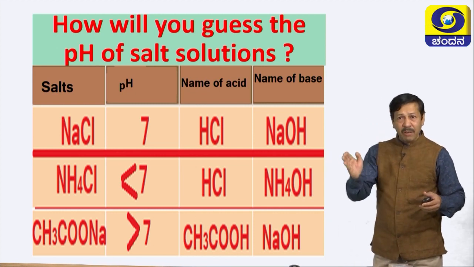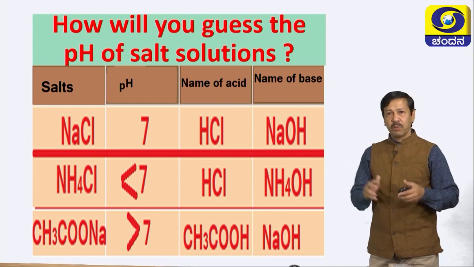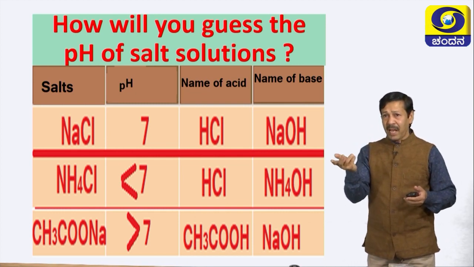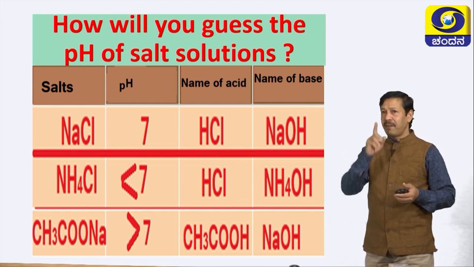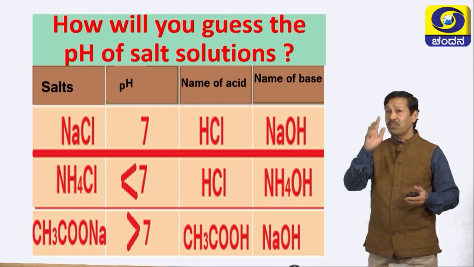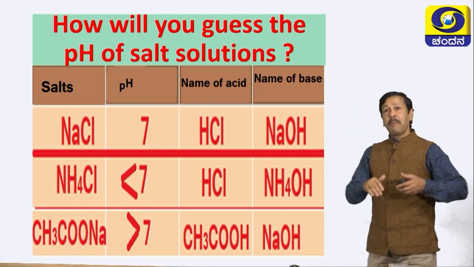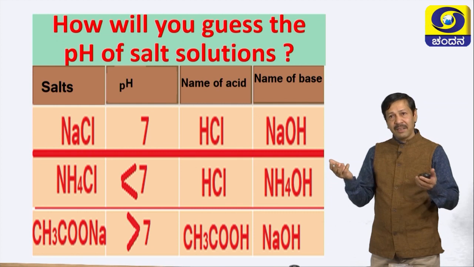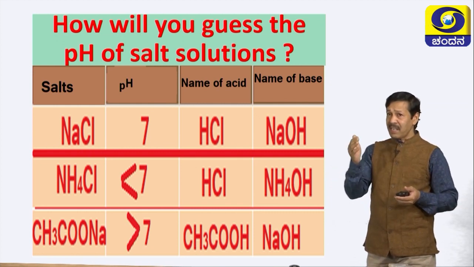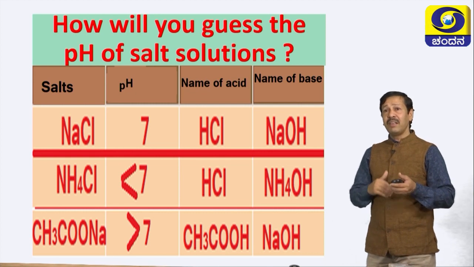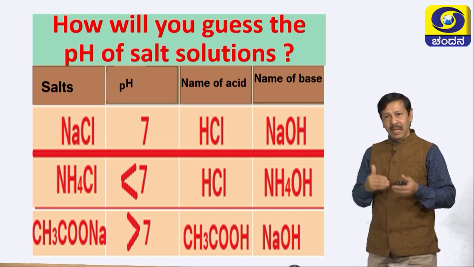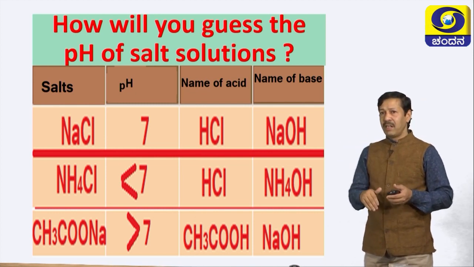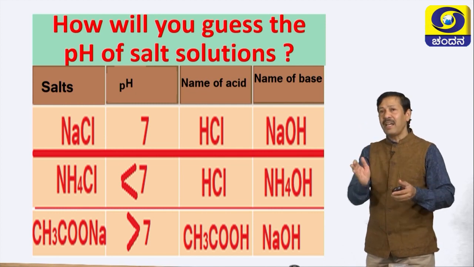Both HCl and NaOH are strong. What do you mean by strong? When you add some substance, maybe an acid or a base, to the water, if it ionizes completely, you call that one a strong acid or a strong base. Partial dissociation leads to a weak acid and a weak base. So, acetic acid is a weak acid, HCl is a strong acid. Similarly, ammonium hydroxide is a weak base, NaOH is a strong base. Based on this, let us analyze.